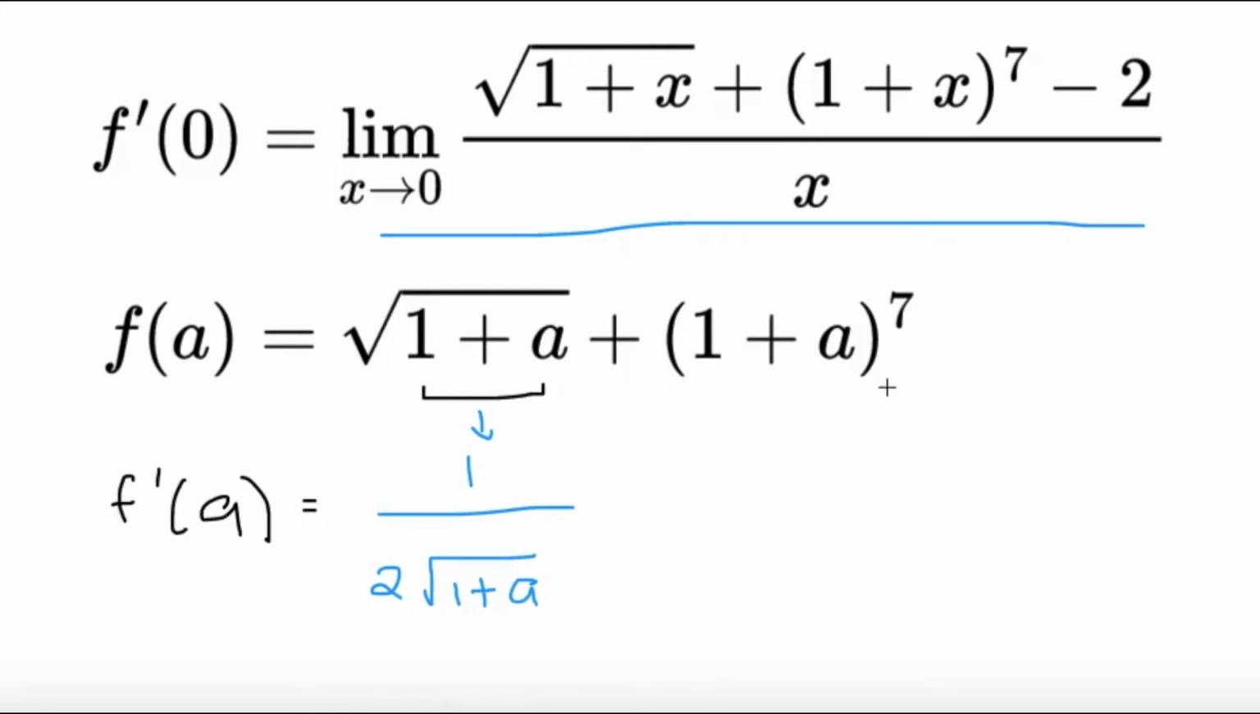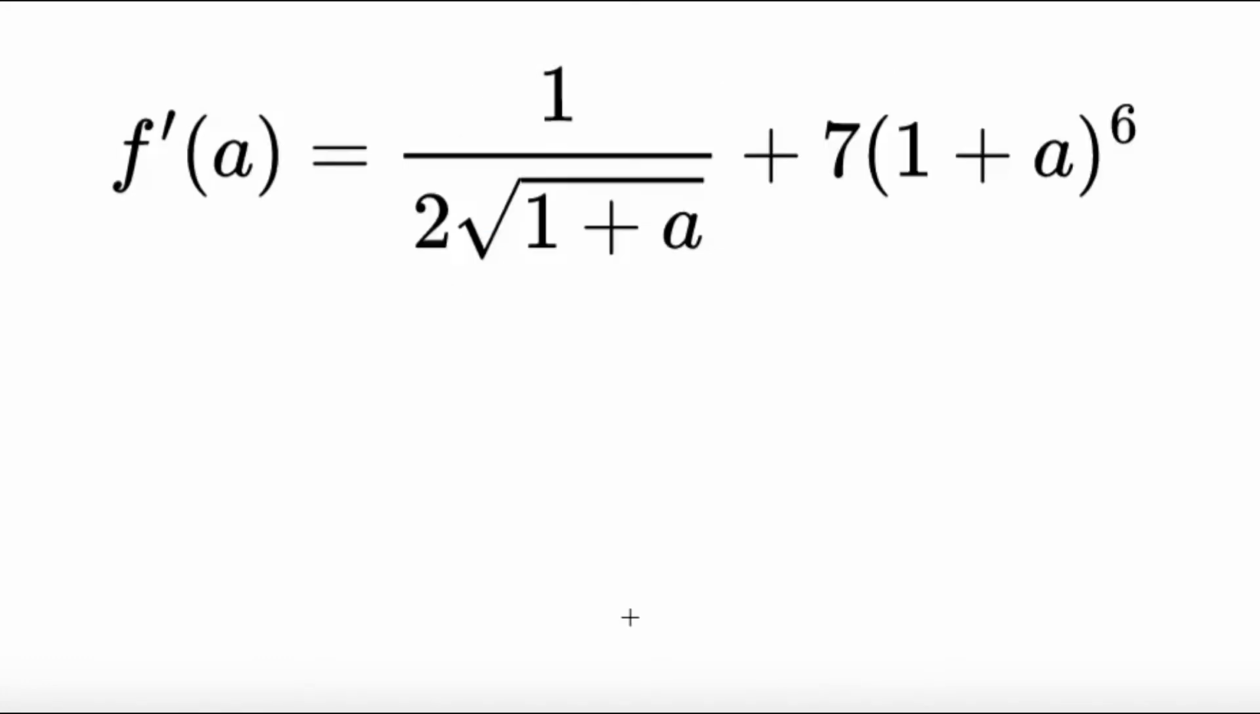Now for the (1 plus a) raised to 7, this is just the power rule. Same thing, since the inside function is 1 plus a, we take the derivative of 1 plus a, which is just 1. And we're trying to get the derivative of the outside function, which is x raised to 7. We know that the derivative of this is 7x raised to 6. Since x is 1 plus a, we replace x by 1 plus a. So the derivative of (1 plus a) raised to the 7th power is equal to 7 times (1 plus a) raised to 6. So we have f prime of a.